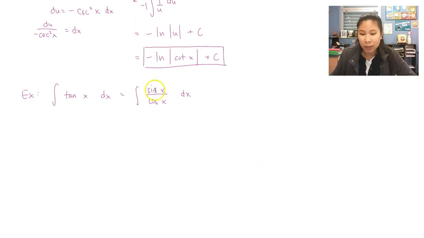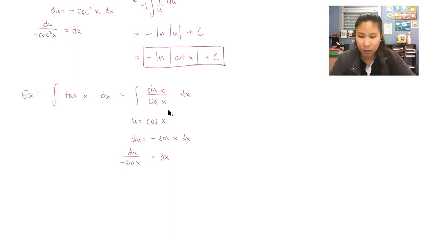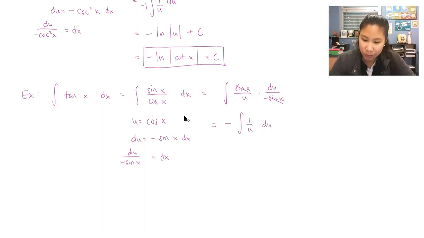So while the derivative of sine is just straight up cosine, which is already in there, it won't actually end up canceling out. So for this problem, we're going to use u equals cosine x. So du is going to be negative sine x dx, and so dx will be du over negative sine x. Okay, so now rewriting that original problem, we have sine x over u times du over negative sine x, which gives us a negative 1 that we can take out, integral of 1 over u du.